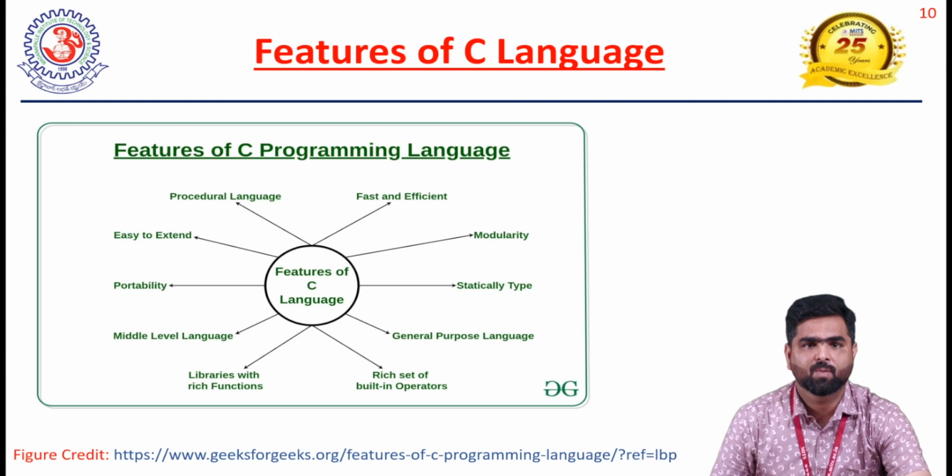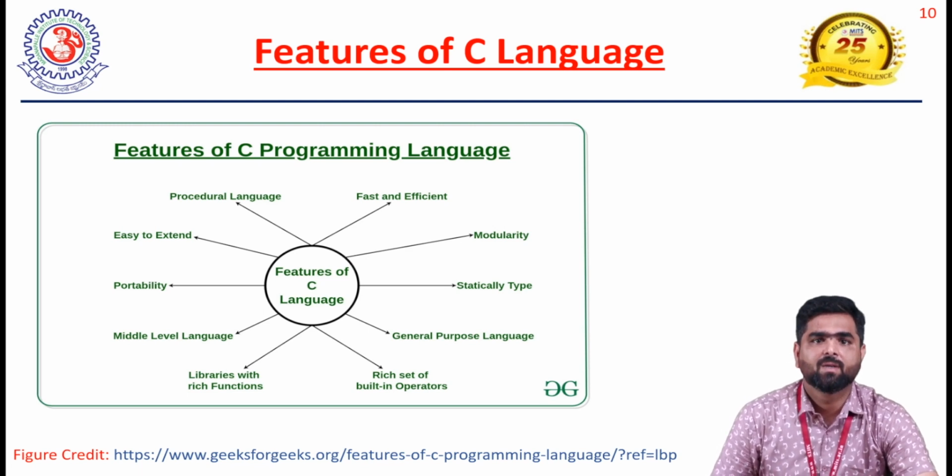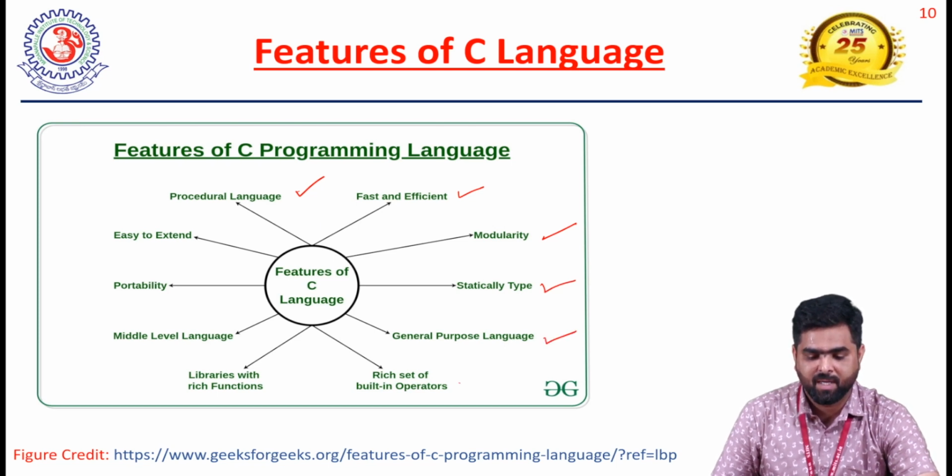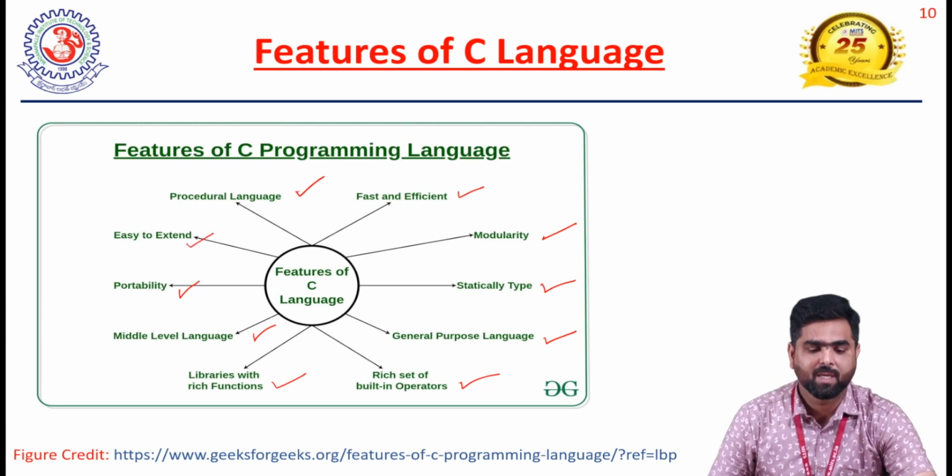Now we will discuss the features of the C language. As a programming language, it has a lot of features. The first one is that it is a procedural language, and next, it is very fast and efficient, then modularity, a statically typed language, a general purpose language, a rich set of built-in operators, libraries with rich functions, and a middle level language. And the C language is very portable and very easy to extend. These are the several features we have for the C language.